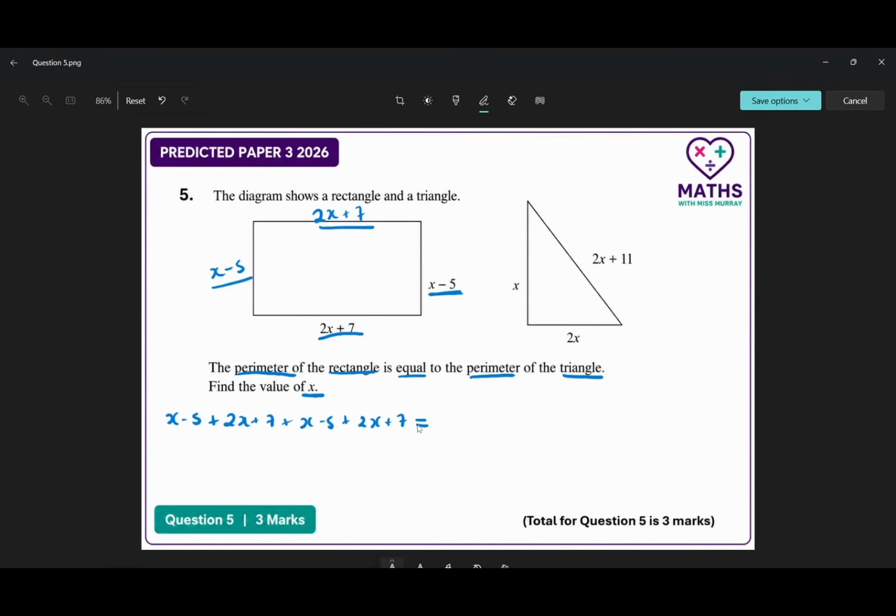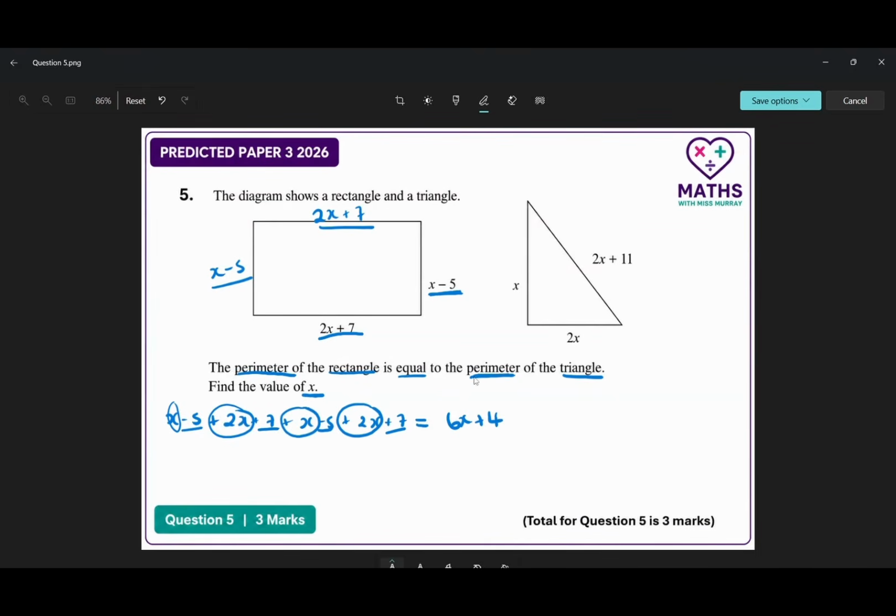So I have got x here, I've got 2x here, I've got x here, and I've got 2x here, so that gives me 6x. Then I've got negative 5, add 7, take 5, or negative 5, add 7. So I would check that on a calculator. I know it seems silly, but don't forget you make silly mistakes when you are under pressure. So 7 add 7 is 14, and then we're subtracting 10, so that gives me plus 4. So that's my expression for the perimeter of the rectangle.